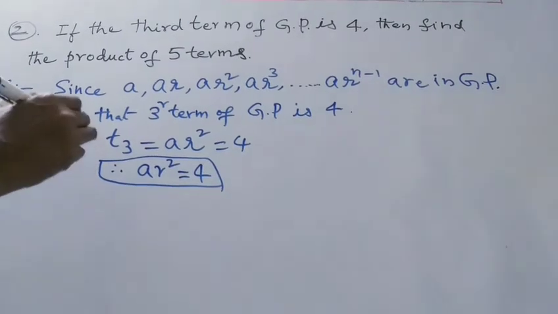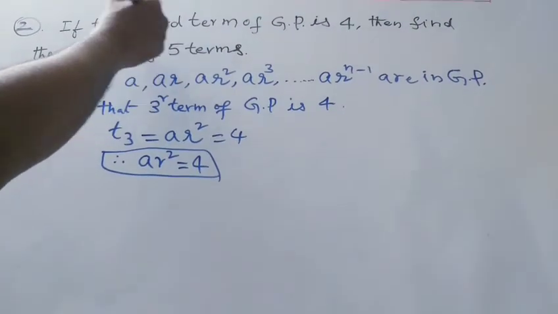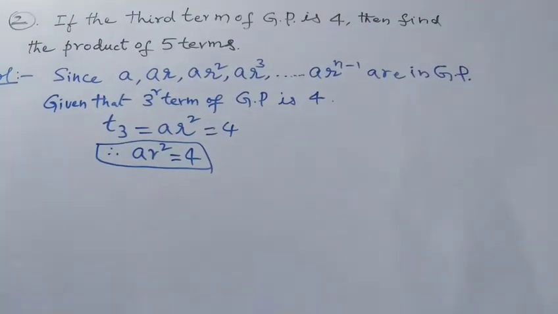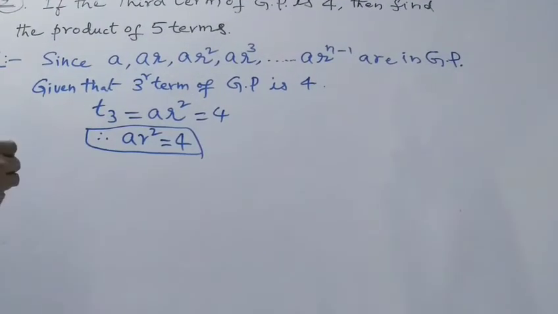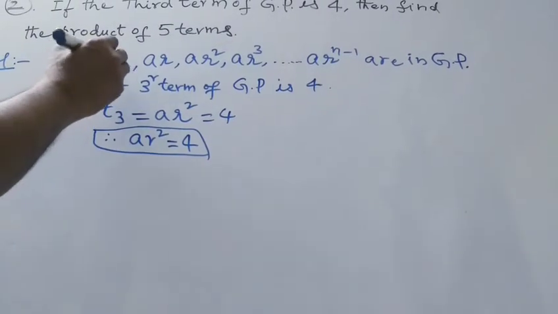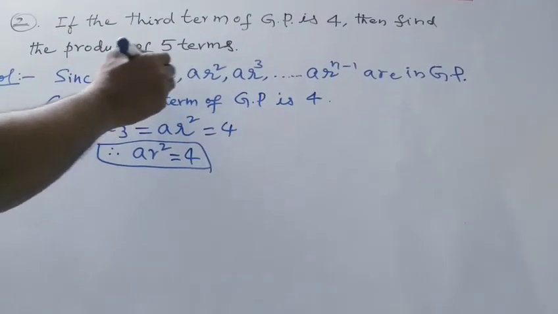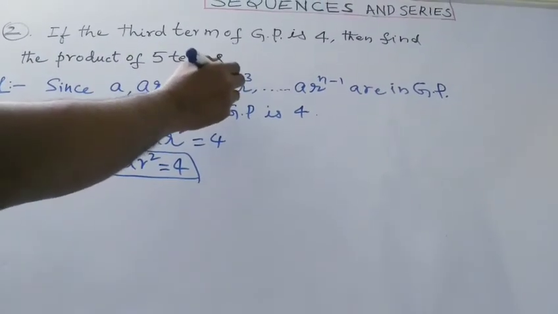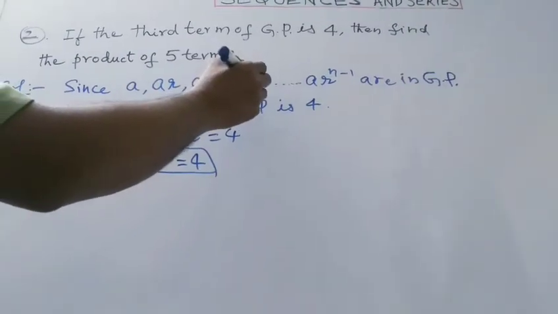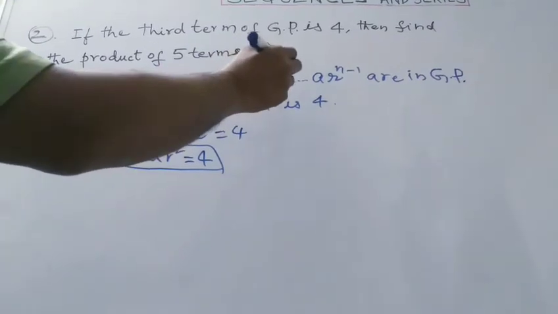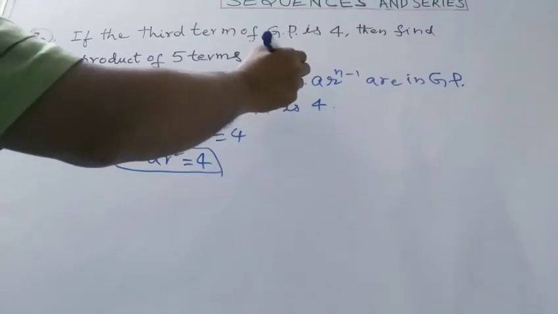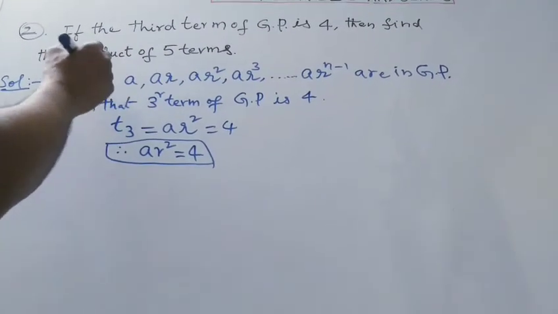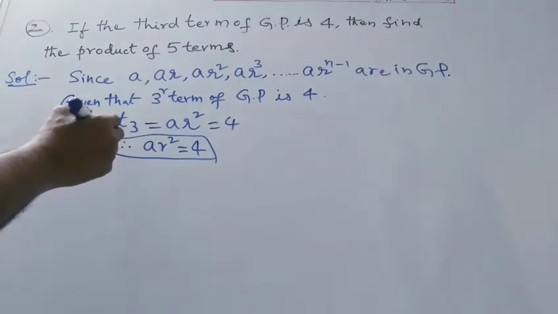Now we have to find the product of 5 terms. We can write the product of 5 terms like this: A, AR, AR square, AR cube, AR to the power of 4, and so on, AR to the power of n minus 1. By using this concept, we have to write the product of 5 terms one by one.